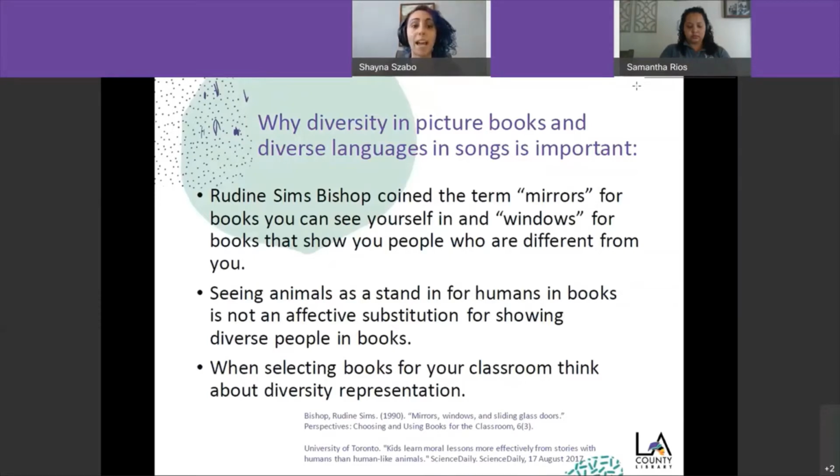So, as good as animal books are, or books with trucks, or books with monsters, and they have a lot of positives for why we read them, you do want to keep in mind that you have to make sure that people can actually see themselves in the books that they're looking at. Now, when you're selecting books for your classroom, just think about the diversity representation that is on the page.